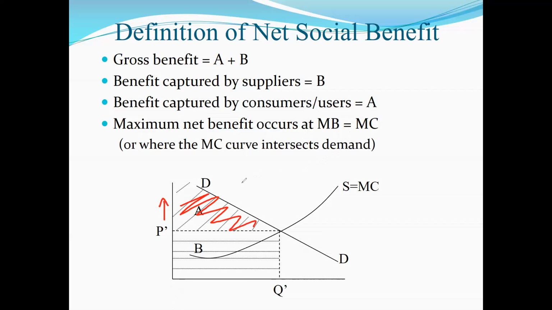And so that's why A and B are the areas that I'm interested in. And we call this A, the benefit captured by consumers and users, the consumer surplus. We'll talk about this a little bit more when we talk about the benefit estimation. But for now, all you need to remember is that you're interested in the point where marginal benefit is equal to marginal cost. And that's where maximum net social benefit occurs.